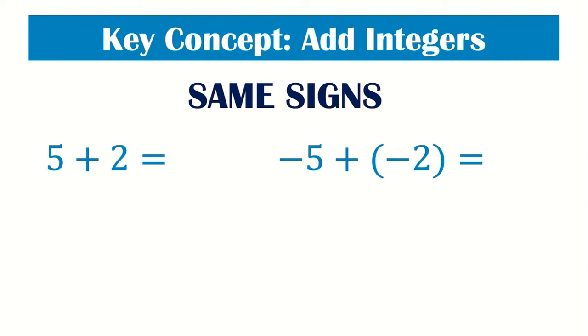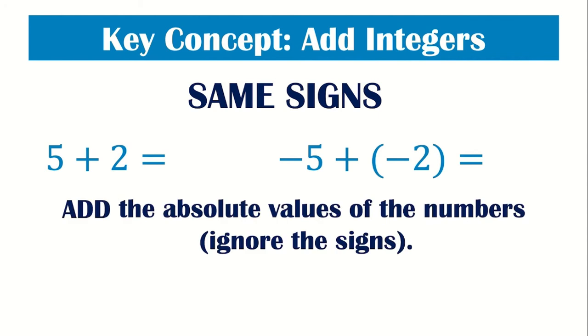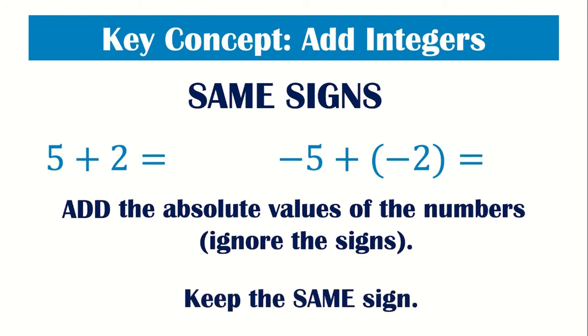When two integers have the same sign, the first thing that you need to do is to add the absolute values of the numbers. Remember, the absolute value of a number is always positive because we're pertaining to the distance, and there's no such thing as negative distance. The second step is to keep the same sign. So actually in step one, you can think of it as if you are just ignoring the signs. You just have to add, and then afterwards, keep the same sign.